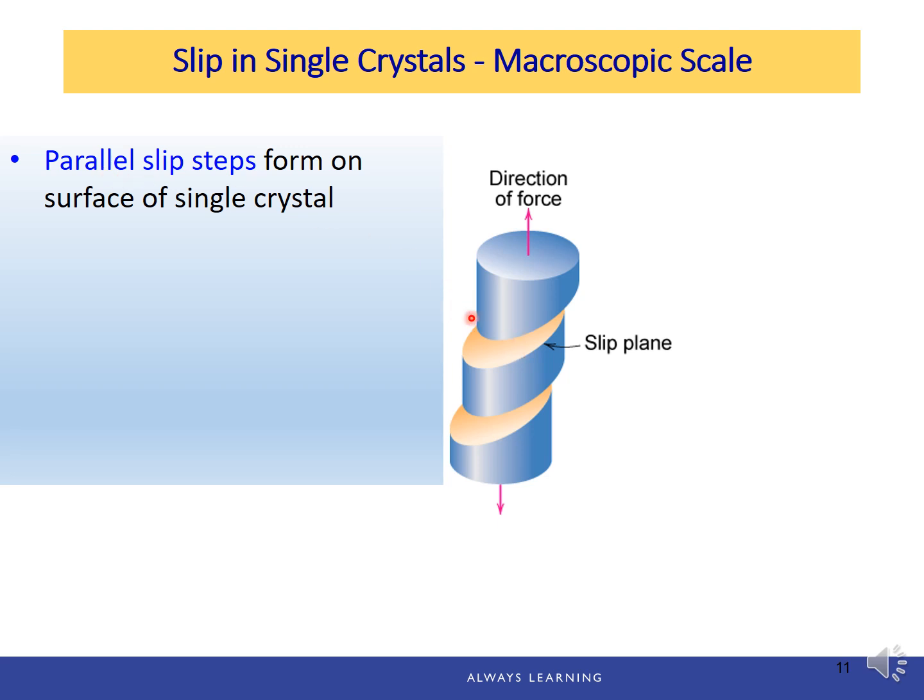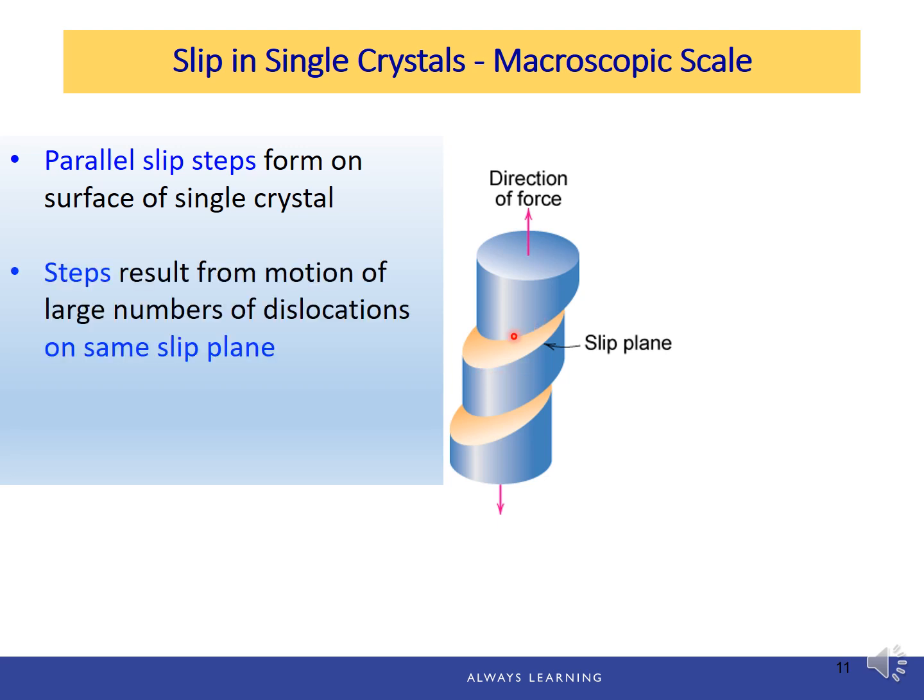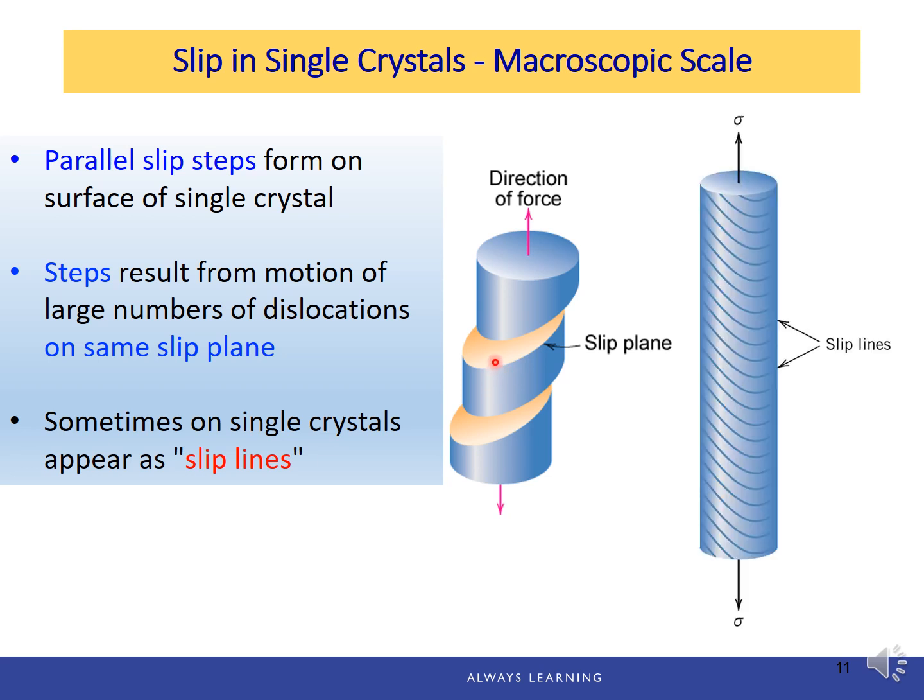So those slip deformations form small steps on the surface of the single crystal that are parallel to one another, and loop around the specimen as indicated in this figure. Each step results from the movement of a large number of dislocations along the same slip plane. And on the surface of a polished single crystal specimen, these steps appear as lines, which are called slip lines.